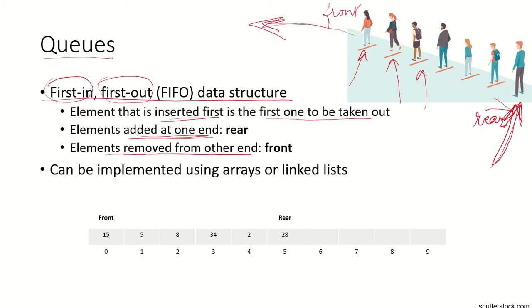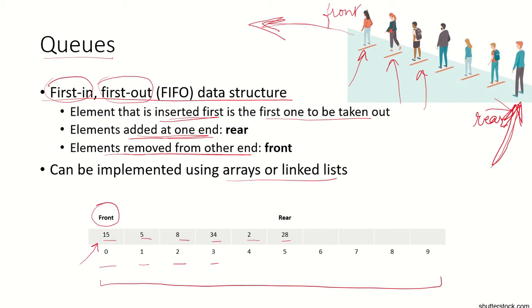Again, queues can be implemented using arrays or linked lists. If this is an implementation using arrays, as you can see, these are the indexes. These are the data values that have been put. This is the front. That means this was the first data item that came in. And this is the rear because this is the last item that has come in. Any element that is removed will be removed from the front end. Any new element which comes in will come in at the rear end.